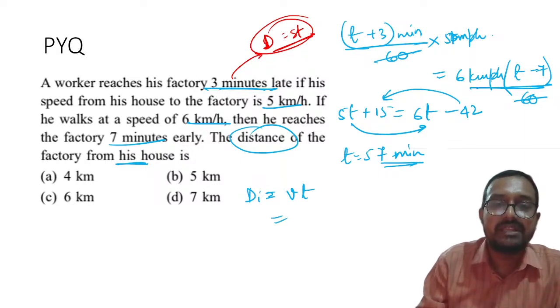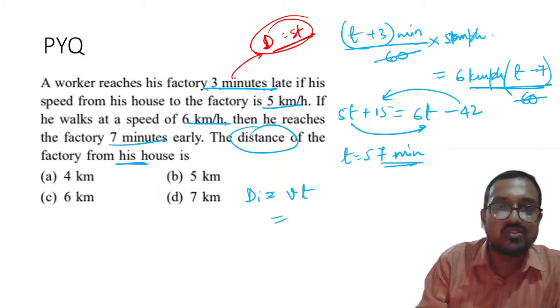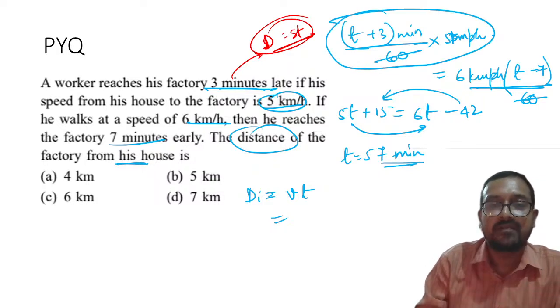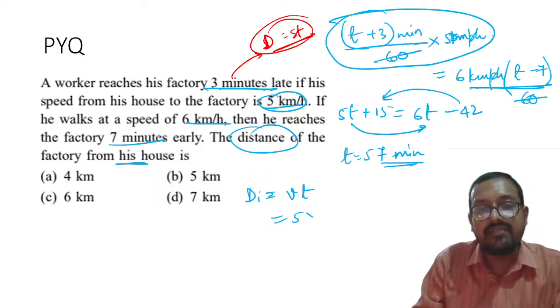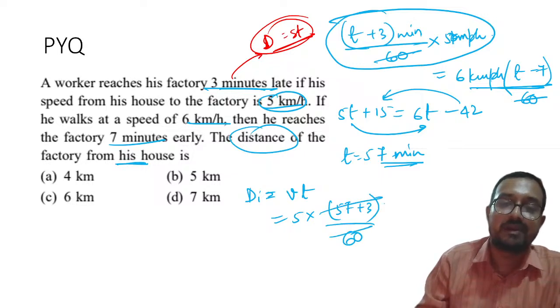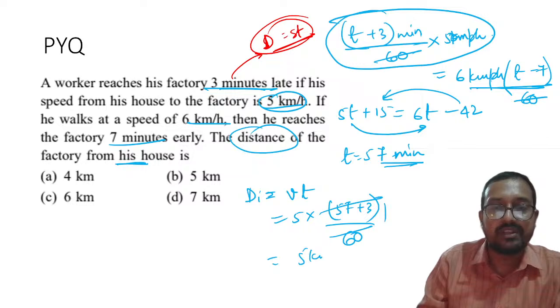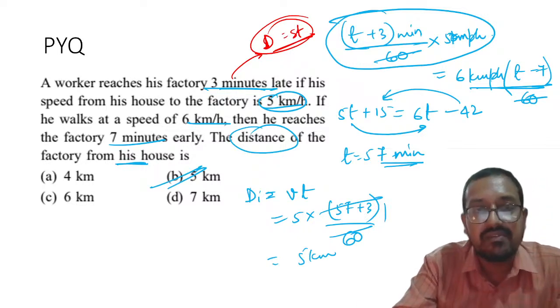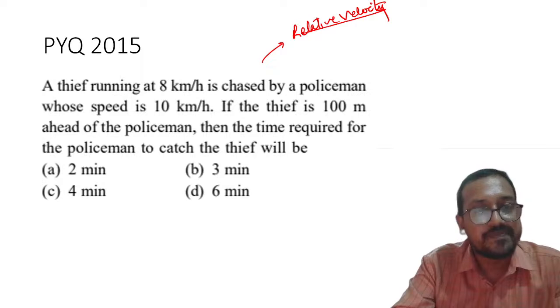Vt. Vt means obviously velocity will be there. So velocity is how much? Let us take the first part. 5 into 57 plus 3 divided by 60. You also know that 60 will become 1 and hence 5 kilometer. Understood? So B will be the correct answer, right? B will be the correct answer.